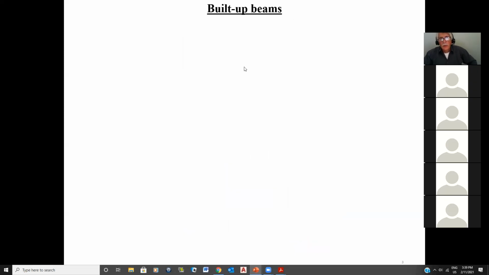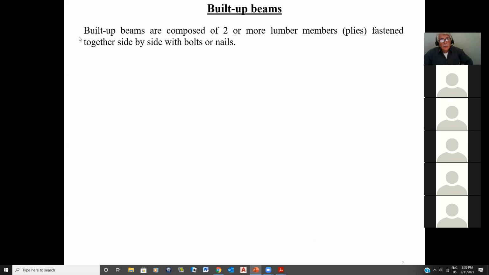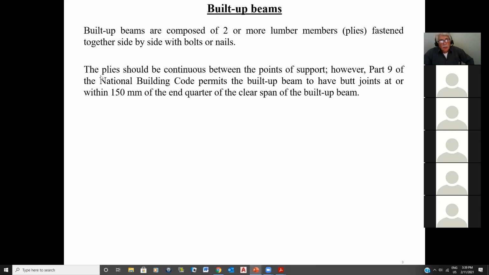What's a built-up beam? Well, here's a description. A built-up beam is composed of 2 or more lumber members, plies fastened together side by side with bolts or nails. In other words, you can nail them together, you can bolt them together, and we'll see when you should bolt them and when you can just nail them. What this means is the plies should be continuous between the points of support. However, Part 9 of the National Building Code permits the built-up beam to have butt joints within 150 millimeters at the end quarters of the span.